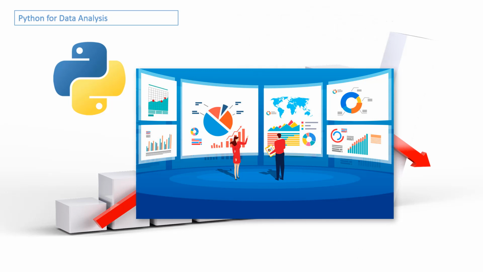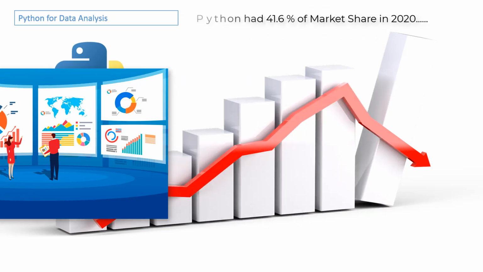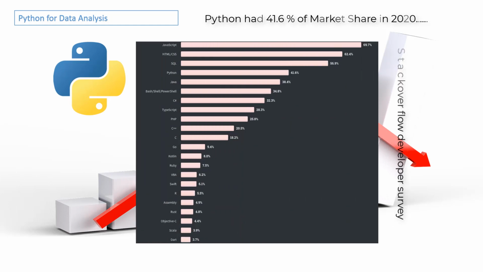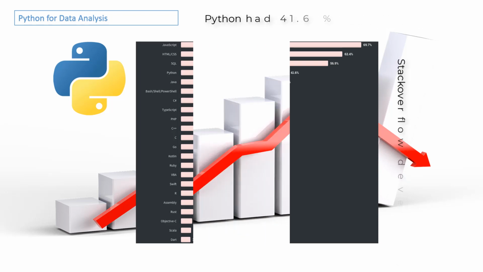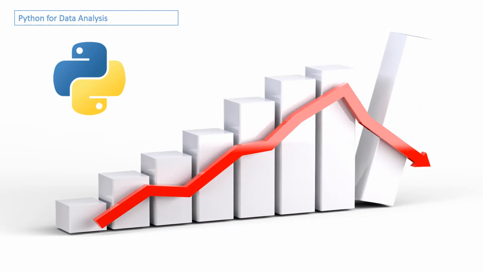Well, in the year 2020, Python became the fourth most used language in the world after JavaScript, HTML, CSS, and SQL. And there is an estimated 44.1% of developers using Python around the world. So what makes Python so popular? Well, Python is easy to learn.